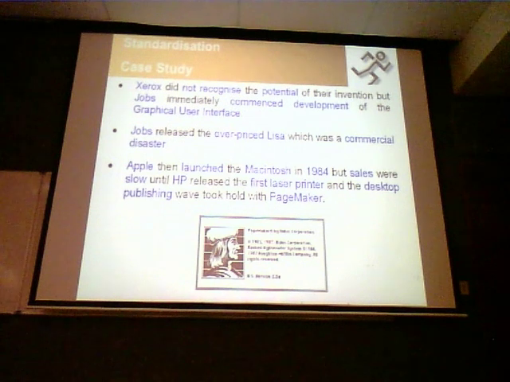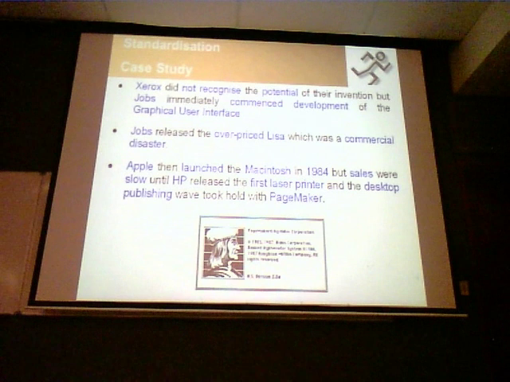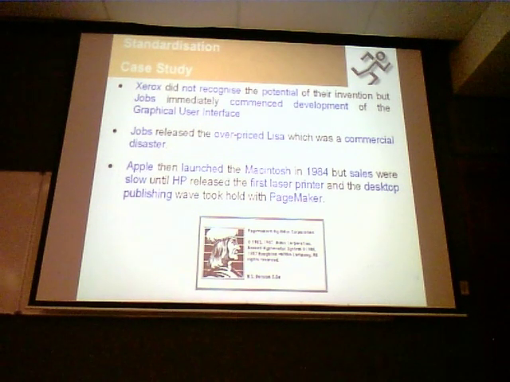So they came out with a similar interface, with a graphical user interface. They put it into an overpriced Lisa machine, which was before the Apple Mac. It was a commercial disaster, and Jobs didn't sell anything. What they had to do was wait until that, which was again a killer app, PageMaker, which turned the text that you saw on the screen into something that you can print. And when that application came through, they put that through on the Macintosh, and that's when they started to take off. So they had to wait until HP released a laser printer and for PageMaker to release their publishing package.